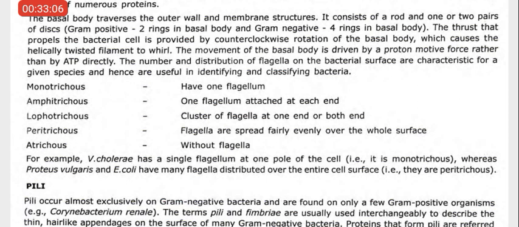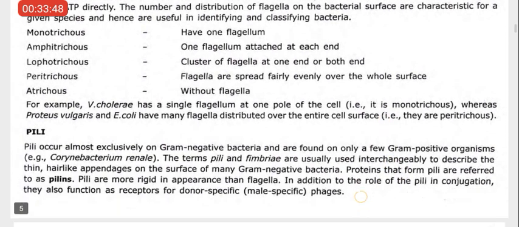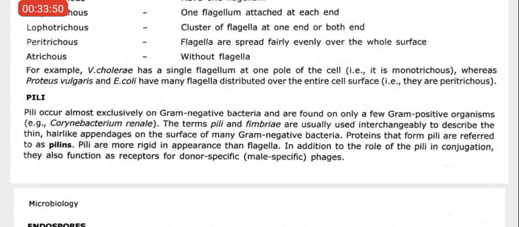For example, cholera has a single flagellum at one pole of the cell. It is monotrichous, whereas Proteus vulgaris and E. coli have many flagella distributed over the entire cell surface. They are peritrichous.